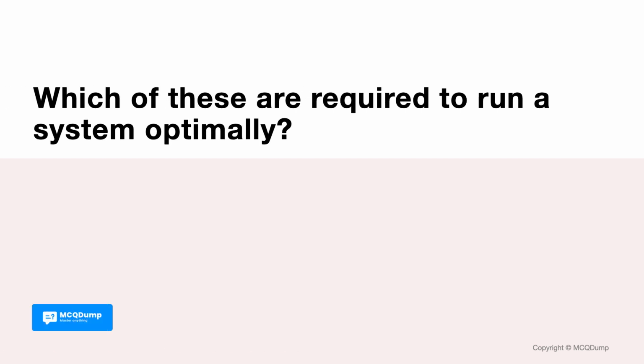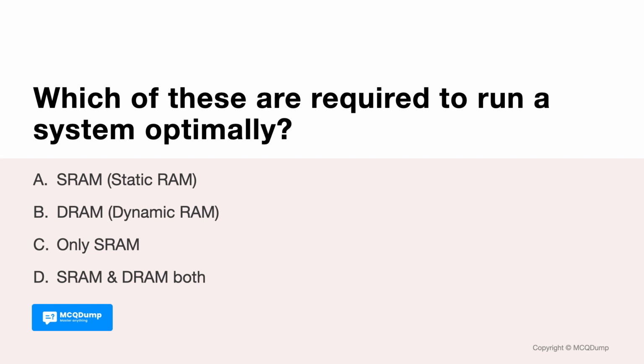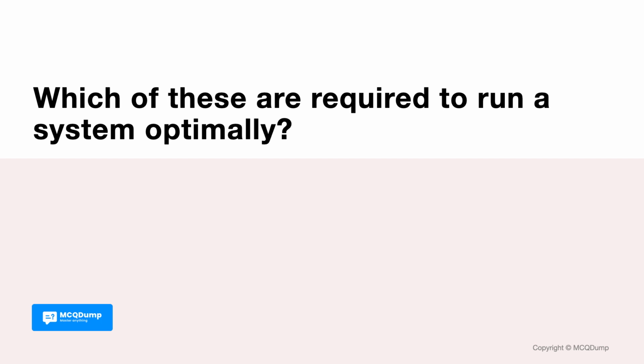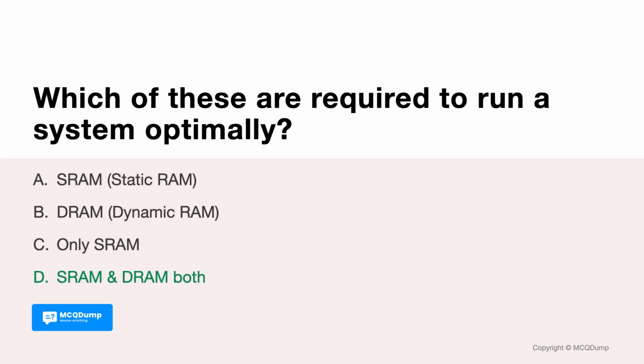Which of these are required to run a system optimally? Options are A. SRAM, static RAM, B. DRAM, dynamic RAM, C. Only SRAM, and D. SRAM and DRAM both. Answer is D. SRAM and DRAM both. To run a system optimally, SRAM and DRAM both are required.